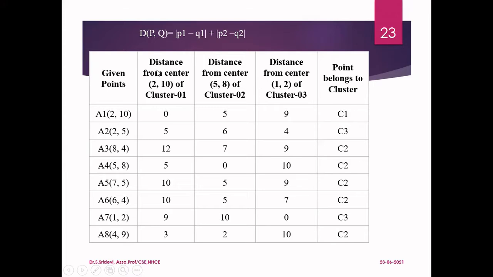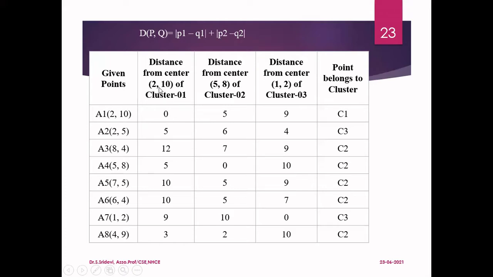So I'm writing distance from the center 2, 10, because I'm assuming that 2, 10 is part of cluster 1. And then second is distance from the center 5, 8, which is the centroid of cluster 2. Then I'm calculating the distance from the center 1, 2, which is nothing but the centroid of cluster 3. Now how to calculate the distance? Consider this particular cell. It is the distance of the point A1 from the centroid 2, 10.